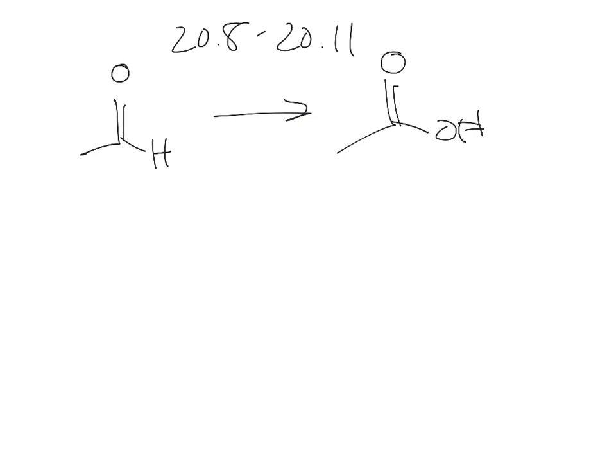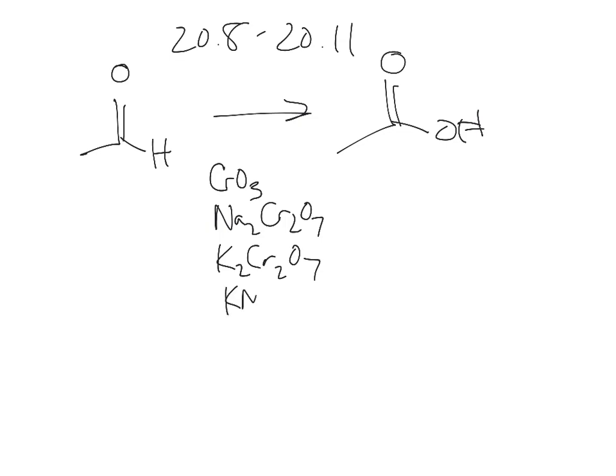So ketones can't be oxidized anymore, but aldehydes can. They can be oxidized to carboxylic acids. There's a whole bunch of reagents that work. You've seen a lot of them before. So options are like chromium oxide or sodium dichromate or potassium dichromate or potassium permanganate. These are a whole bunch of options that would work.